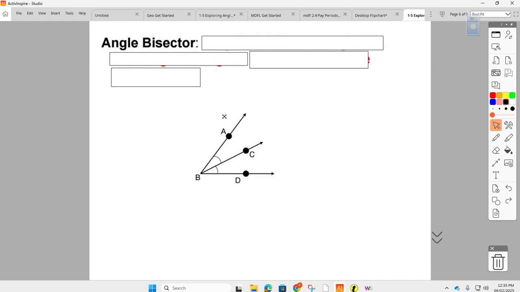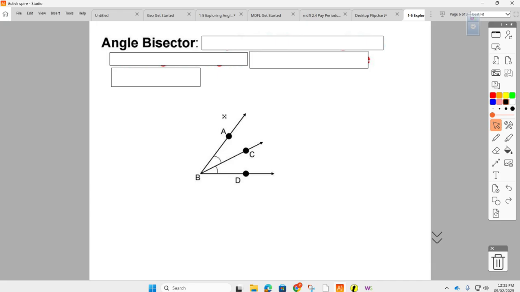So it has to be congruent. Like our midpoint is a segment bisector. A midpoint is the point that's equidistant from either endpoint. It can't just be in between. It's got to be exactly in the middle. So the distance from the midpoint to the left endpoint and from the midpoint to the right endpoint has to be the same distance.